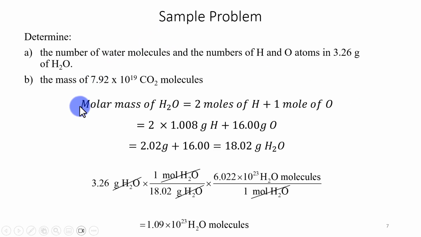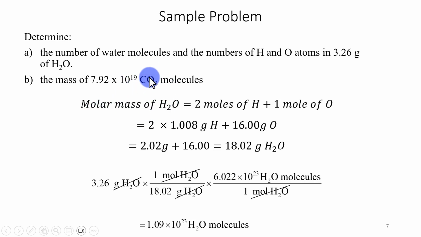I will give you a little bit of time then to work on this part B here. We have to determine the mass of 7.92 times 10 to the 19th CO2 molecules. You are starting with molecules. You know that 1 mole of CO2 contains 6.022 times 10 to the 23rd CO2 molecules. So use Avogadro's number to convert to moles. Then once you have moles, convert to mass using the molar mass of CO2.